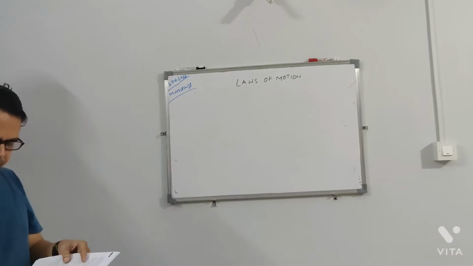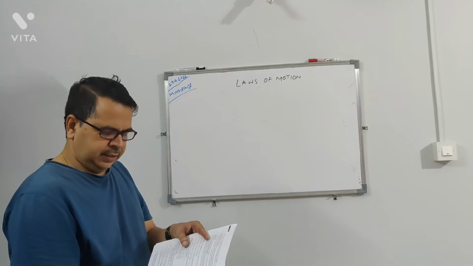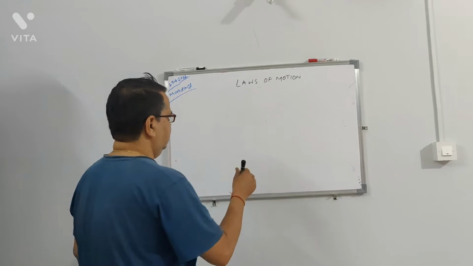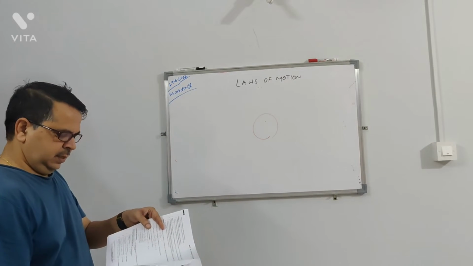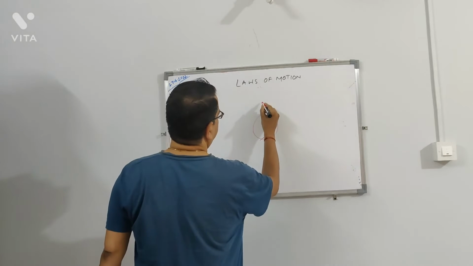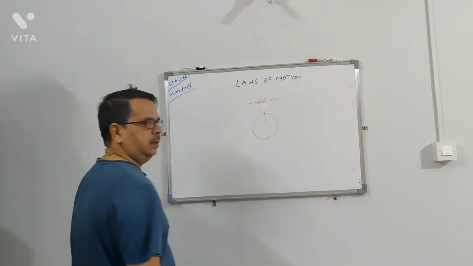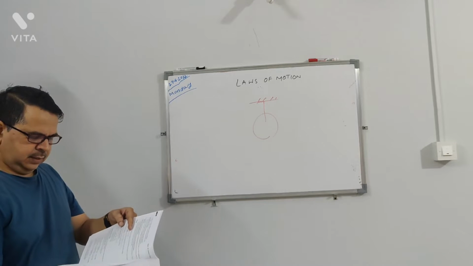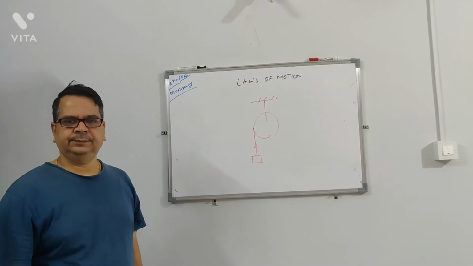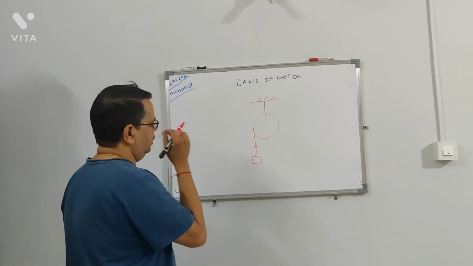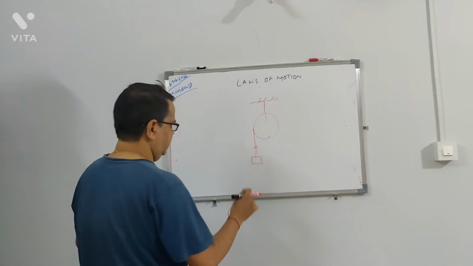A very common numerical, and you should remember the formula, is the connected bodies over a pulley. Let us say this is my pulley, and this is the supporting point here. So I have a structure like this.